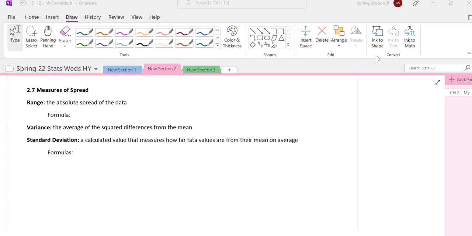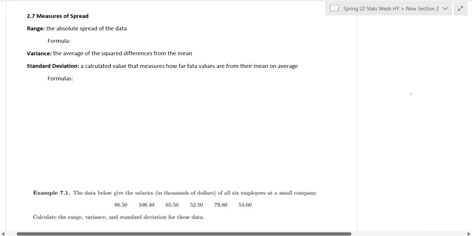Okay, so 2.7 is measures of spread. We have our three measures of spread, which are going to be our range, our variance, and our standard deviation. The range is the absolute spread of the data. So that is just going to be your biggest number minus your smallest number, what values you're looking at. The formula really isn't a formula. I'm just going to say biggest minus smallest.